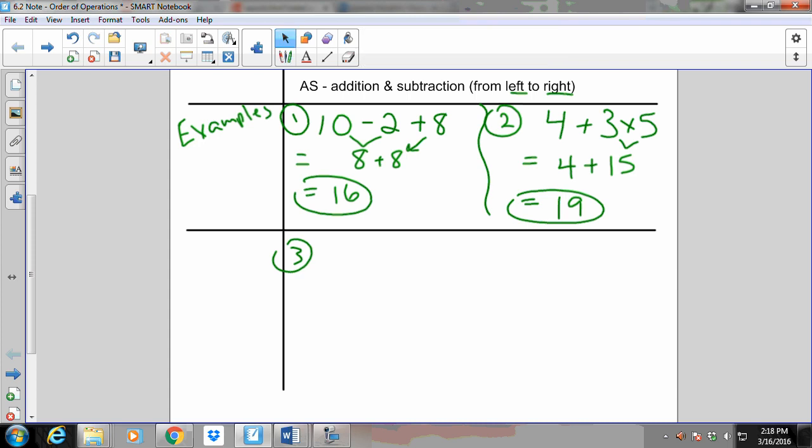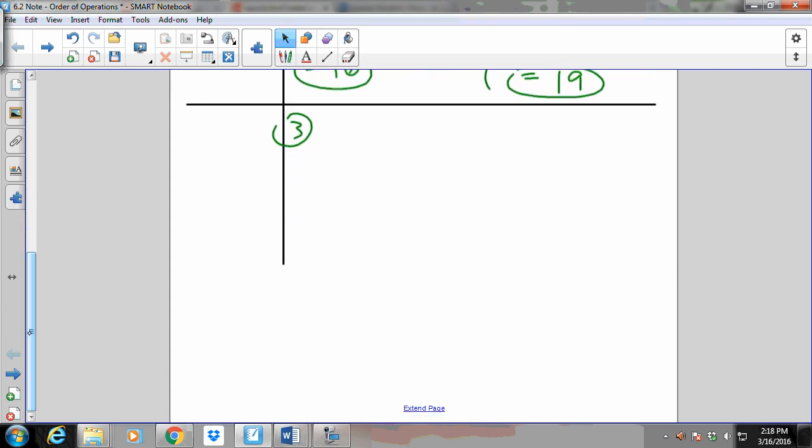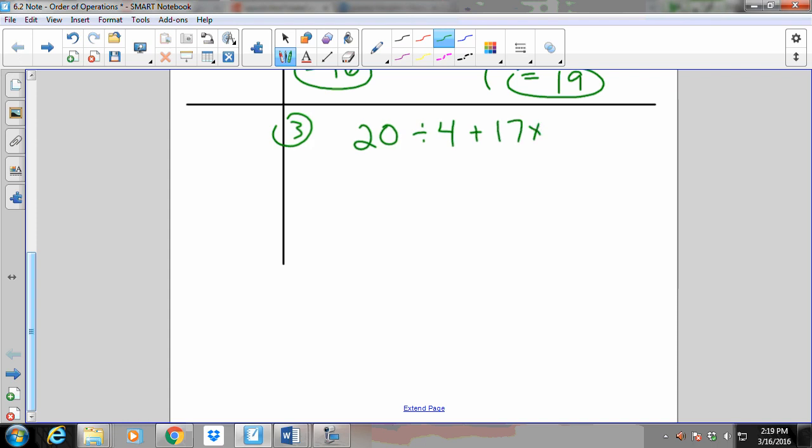Okay. If you look over on page 443, example number 3 is a long one. I'm going to bring this down so I have plenty of room to work it. 20 divided by 4 plus 17. And as you can tell, there's so much stuff to write down. You really need to copy it carefully.